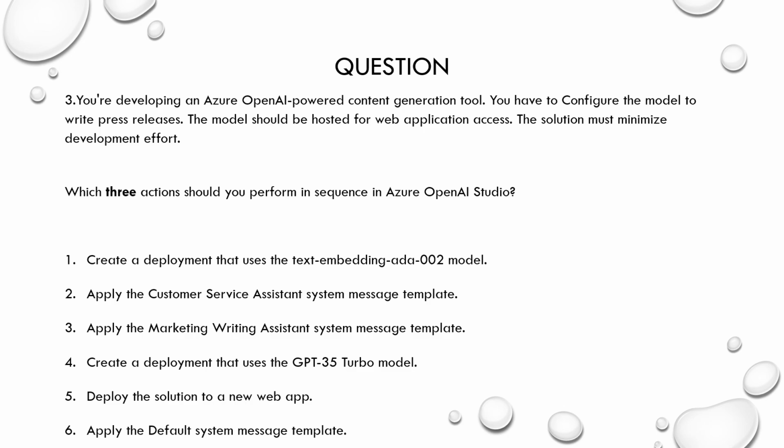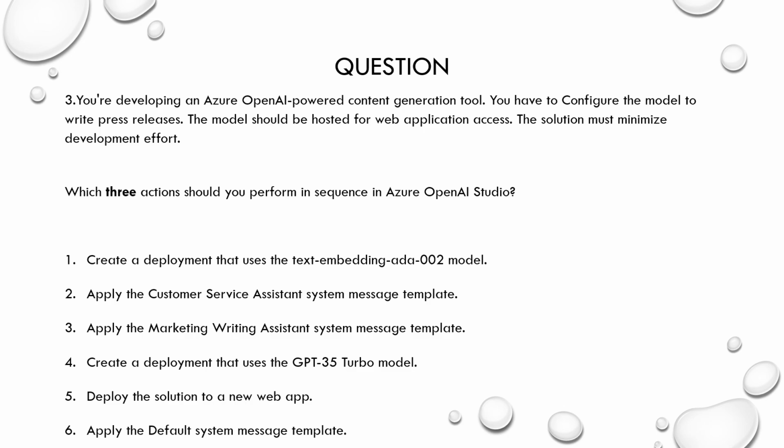Now there are 6 options provided. Let us break down the question first. What are the keywords present? So the question is regarding Azure OpenAI model and we have to configure the model to write press releases. So how should we configure the model to write press releases? And after that, we have to host our model in a web application. Which 3 steps should we follow? That is the question. Now to the options.